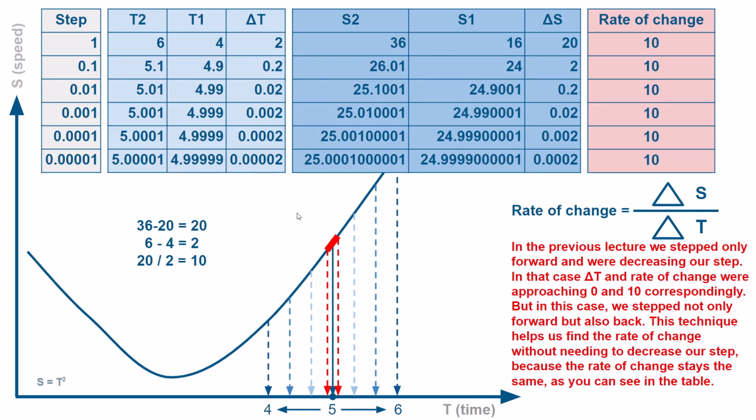In the previous lecture, we stepped only forward and were decreasing our step. In that case, delta t and the rate of change were approaching 0 and 10 correspondingly. But in this case, we stepped not only forward but also back. This technique helps us find the rate of change without needing to decrease our step, because the rate of change stays the same, as you can see in the table.